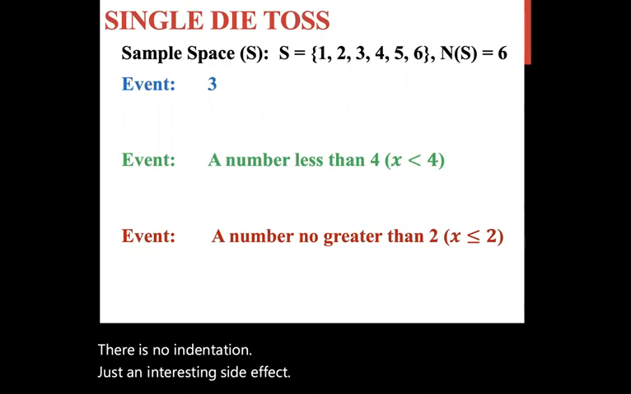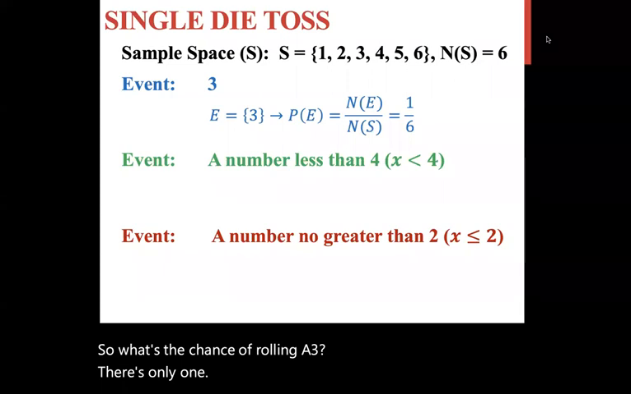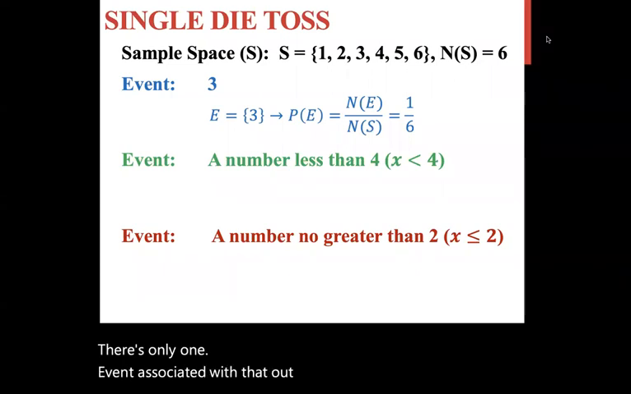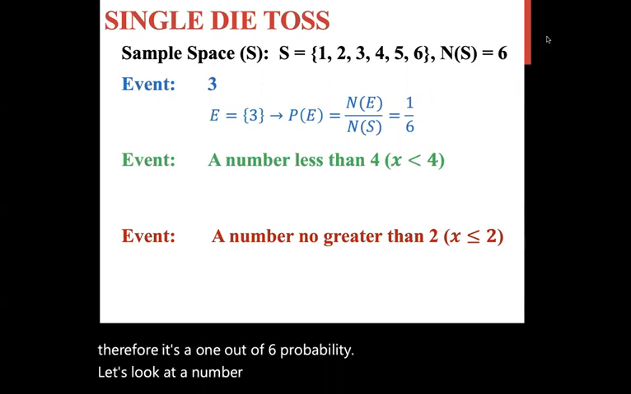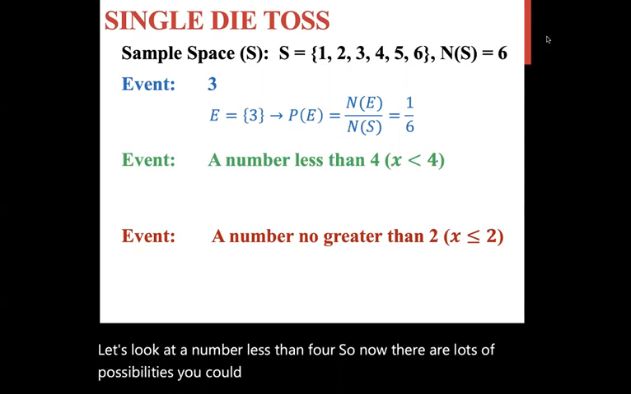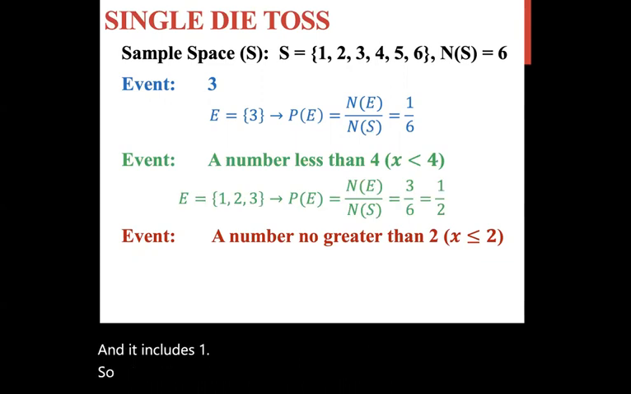So what's the chance of rolling a 3? Well, there's only one event associated with that out of 6 events in the sample space. So therefore, it's a 1 out of 6 probability. Let's look at a number less than 4. So now there are lots of possibilities. You could roll anything less than a 4, which includes 3. It includes 2, and it includes 1. So that gives us 3 possibilities out of 6, which gives us a half.